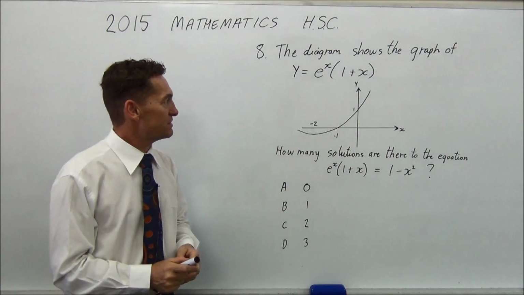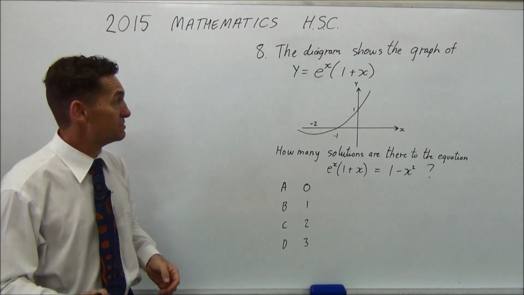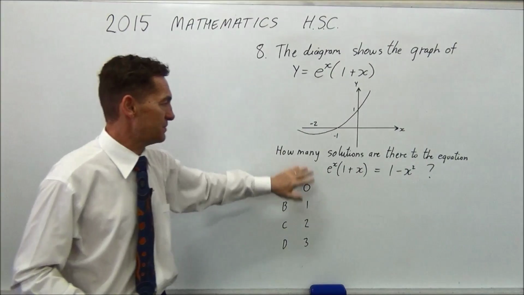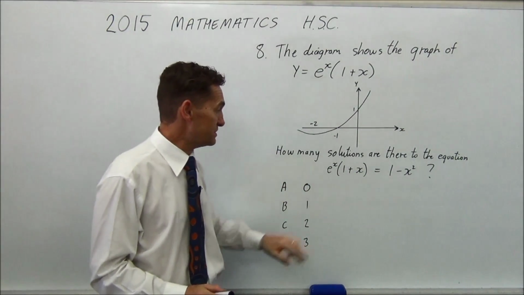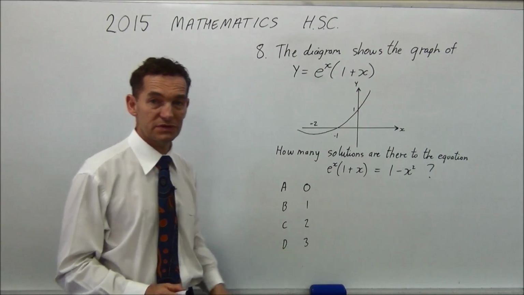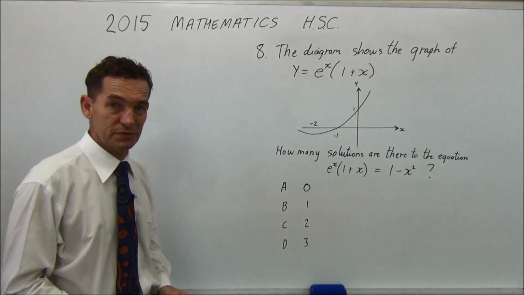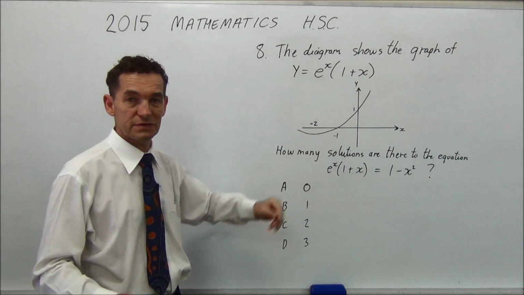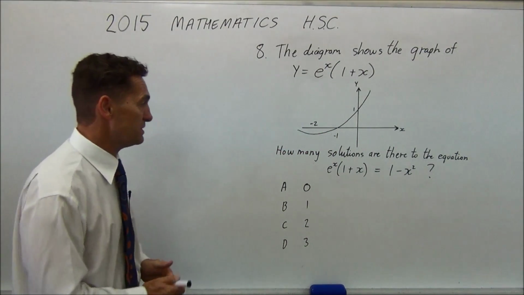G'day again, question 8. The diagram shows the graph of y equals e to the x, brackets 1 plus x. It gives you a nice little graph passing through 1 and minus 1. How many solutions are there to the equation e to the x, brackets 1 plus x equals 1 minus x squared? 2 ways to do it. 1, do the algebra. 2, do the graph. So we'll do both ways and see which way you would have picked.